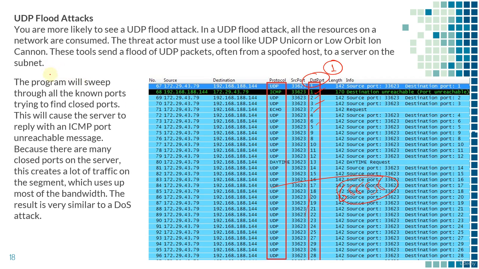The program will sweep through all the known ports trying to find the closed ports. This will cause the server to reply with the ICMP port unreachable message. So this is for the ICMP ping attack. UDP and these are all common attacks, basically, because there are many closed ports on the server. This creates a lot of traffic on the segment, which uses up most of the bandwidth. This is what a hacker wants to do. They want to utilize and choke the bandwidth so users cannot access the services.